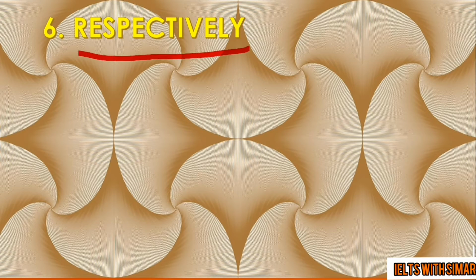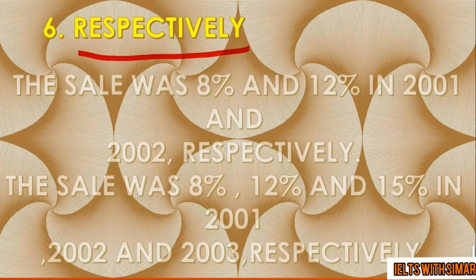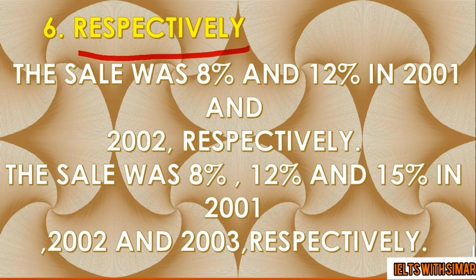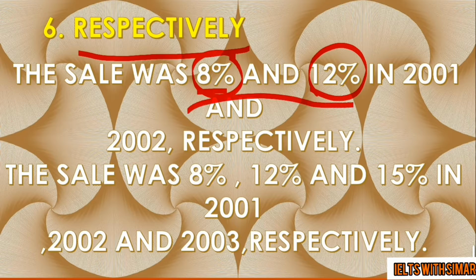This is respectively. I hope you students are familiar with this structure. But I recommend you not use this structure in your exam if the data is not too much. If there is a lot of data in your exam, then please use this structure, but only when the figures are very near to each other. Like here, the difference between 12 and 8 is very small. So you can use this structure here. Look at the example. The sale was 8% and 12% in 2001 and 2002 respectively. But in this structure, you have to place a comma before respectively.